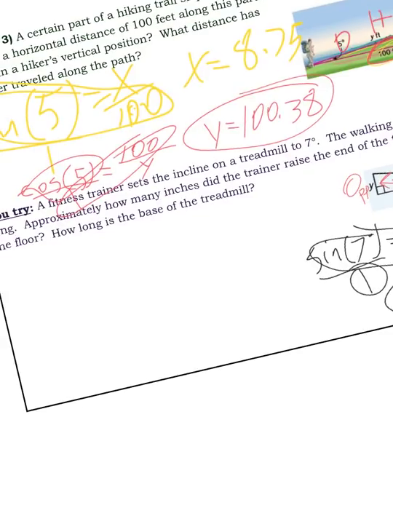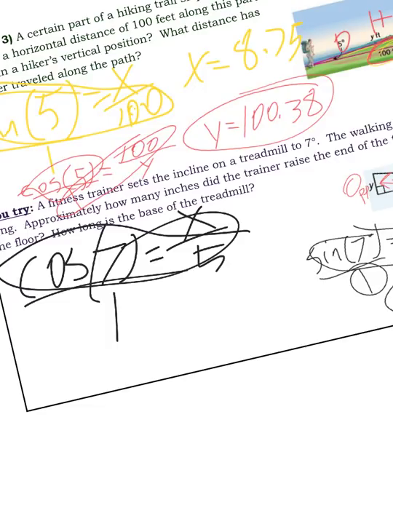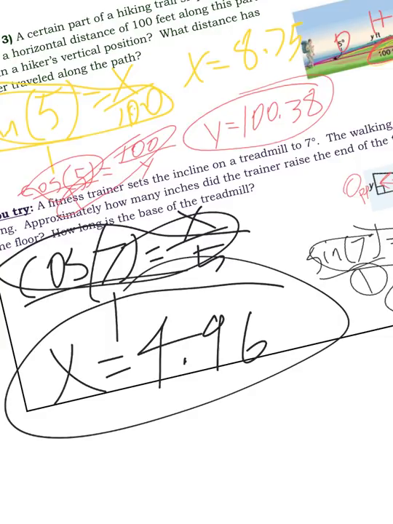Now, if I were to figure out x, I'd use AH, so I'd use cosine. I'd say cosine of 7 degrees equals x over 5. Throw this over 1. 5 times cosine of 7 divided by 1. X will equal 4.96. All right, so that is how long the treadmill is. Almost 5 feet long, but not quite.